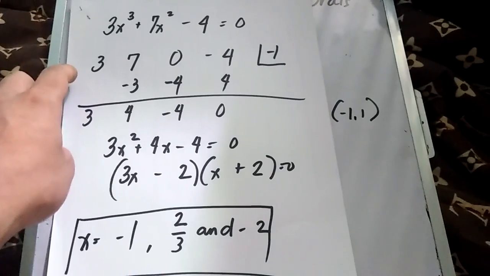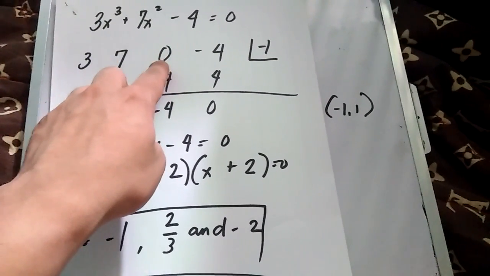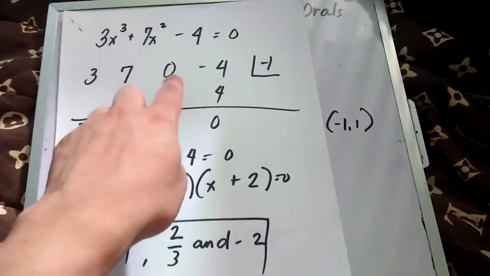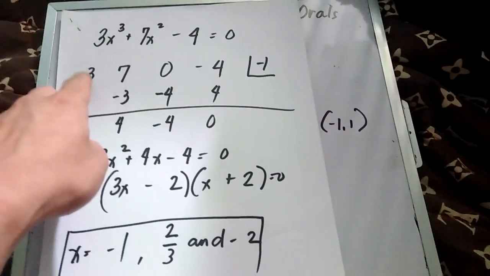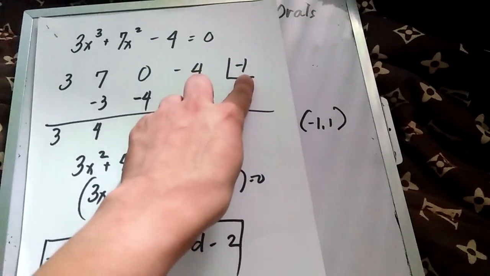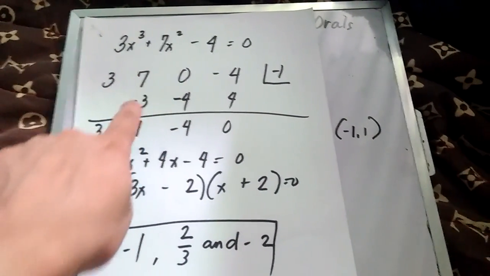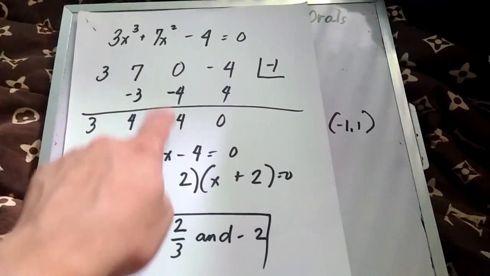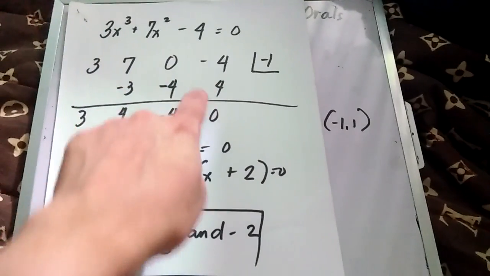Thus, applying synthetic division, 3, 7, 0. Be careful, guys. Since we don't have any coefficient of x in the given, we will supply a 0 here in our synthetic division process. Thus, we have 3, 7, 0, negative 4, then we have the negative 1, which is by inspection. Bring down the 3. 3 times negative 1, negative 3. 7 plus negative 3, that is 4. 4 times negative 1, negative 4. 0 plus negative 4, negative 4. Negative 4 times negative 1, 4. Negative 4 plus 4, 0.